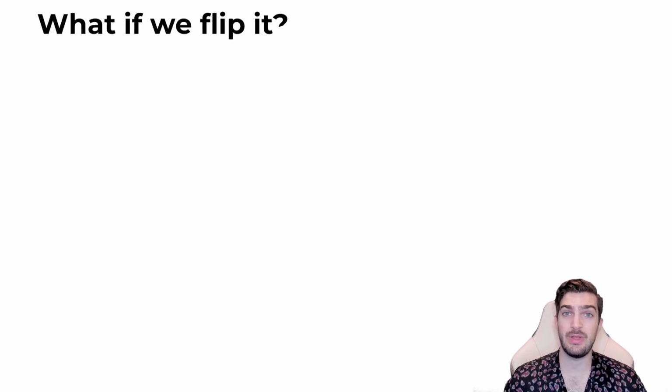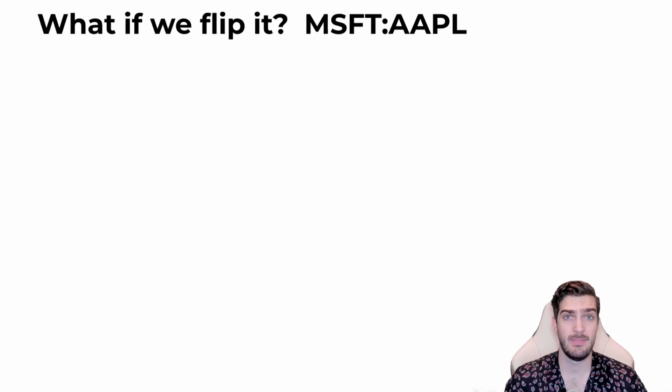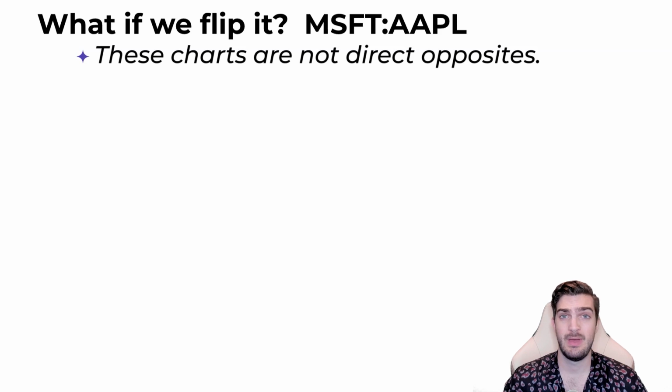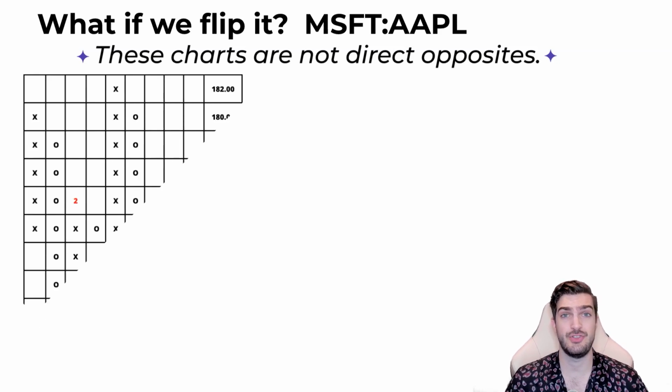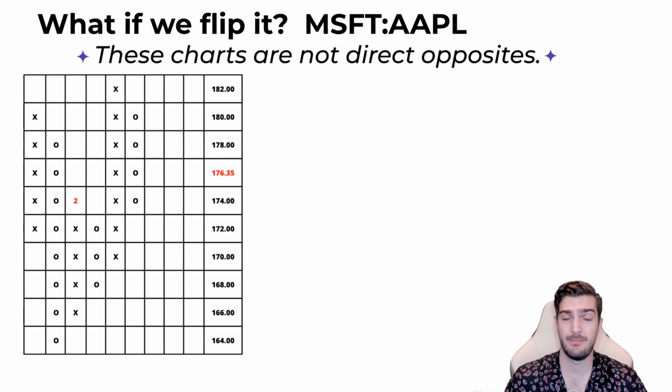Now, the interesting thing about relative strength is we can flip these two securities and get a new unique chart. So we can take Apple compared to Microsoft and flip it. So now we are looking at Microsoft compared to Apple. And it's worth noting that these charts might not show opposite results, even though the securities have just been flipped. Let's take a look at what the chart for Microsoft compared to Apple would actually look like.